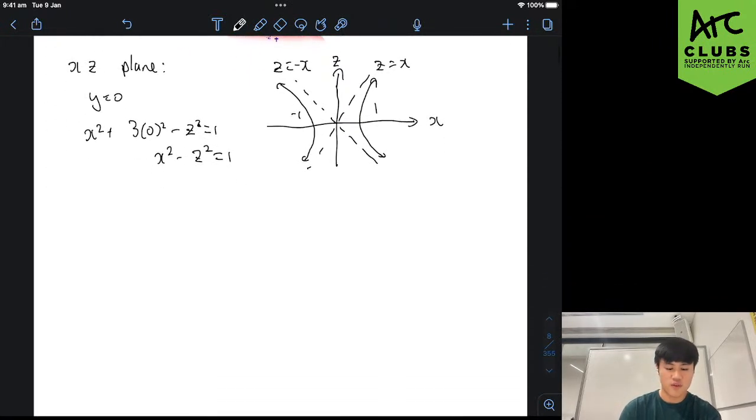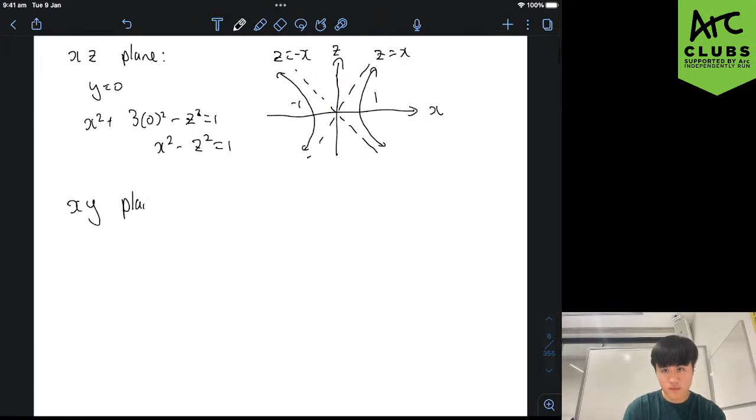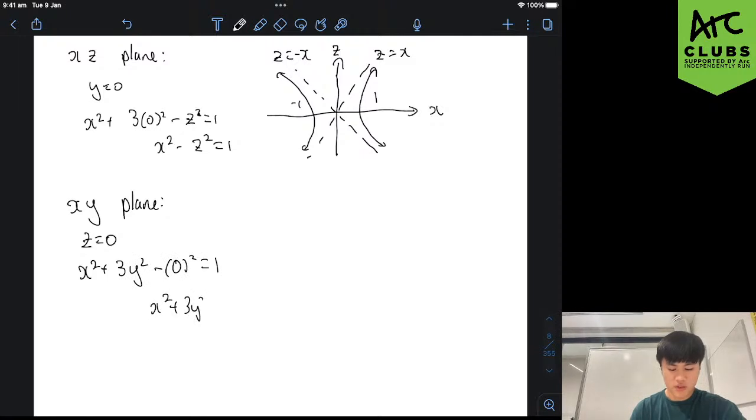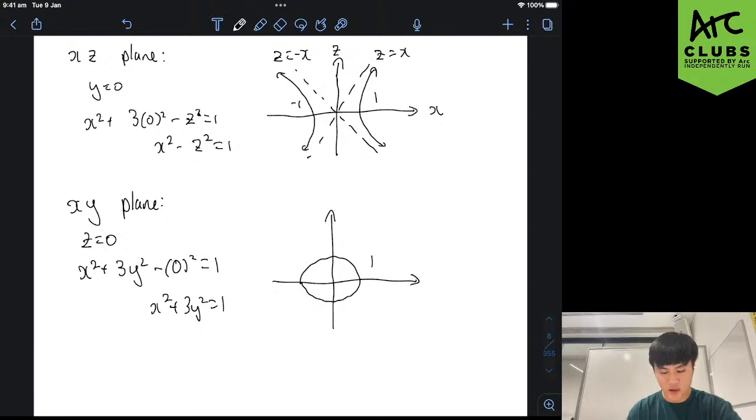Now let's look at the intersection with the xy plane. For the intersection with the xy plane, similar idea. This is when z is equal to 0 now. So what we will have is x squared plus 3y squared minus 0 squared equals 1. So x squared plus 3y squared equals 1. Once again, this should be something that you guys are familiar with from first year, and it will just be an ellipse, which intersects at 1, negative 1, as well as 1 over root 3, and negative 1 over root 3. This is the xy plane, and this is an ellipse. And this one here is a hyperbola.